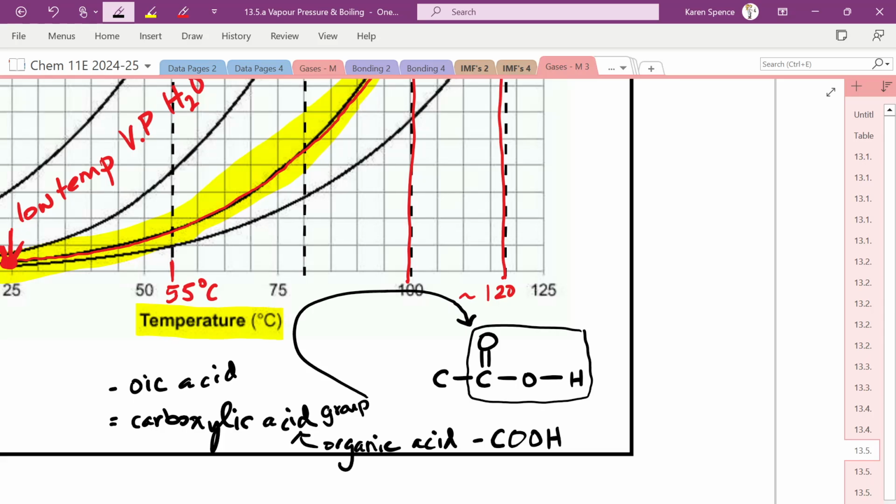What goes on the other C? Next door. Something on the board. Sure. Yeah. No? Yes. Just H's, yes. Okay, so that is ethanoic acid.